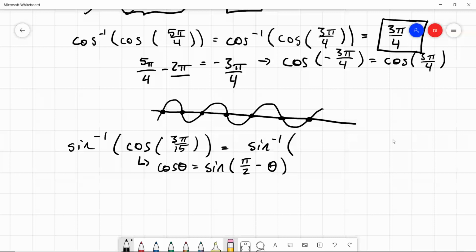Simplify it. So when we rewrite this, it's going to be pi over 2 minus 3 pi over 15, which does simplify to 3 pi over 10, and that is in fact our answer.